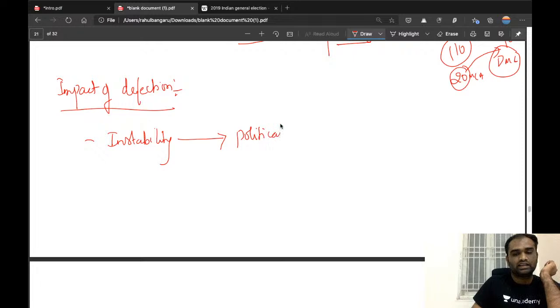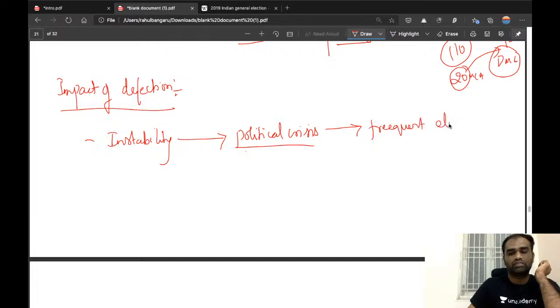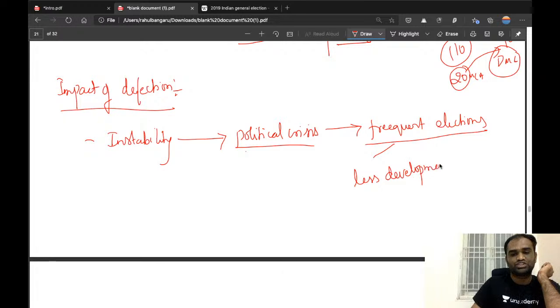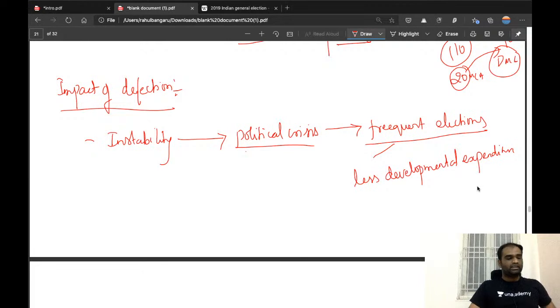Because of this instability, there will be a political crisis in a particular state. Because of this political crisis as well as instability, frequent elections will take place. Because of these frequent elections, less developmental expenditure will be allocated. Why? Because most of the funds will be allocated towards conducting elections, not towards developmental programs. So socio-economic development in the country will be reduced.